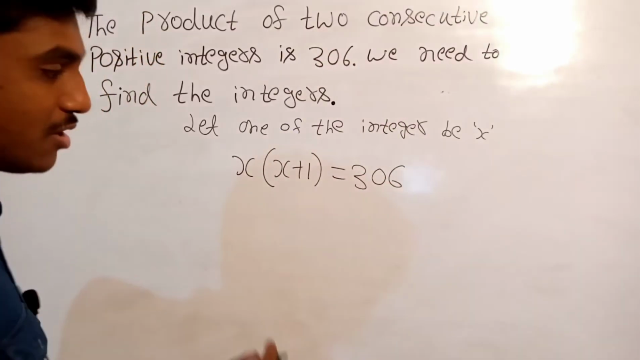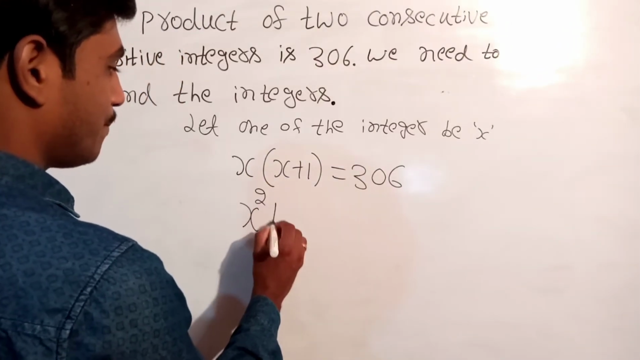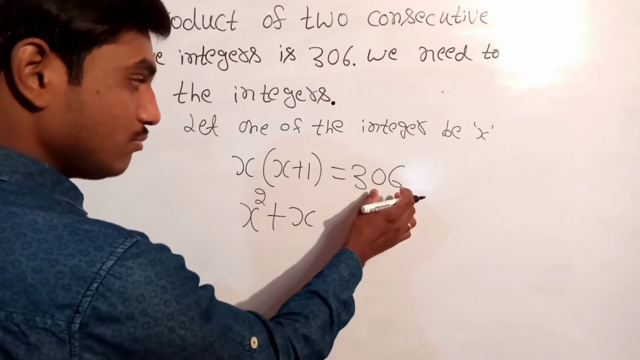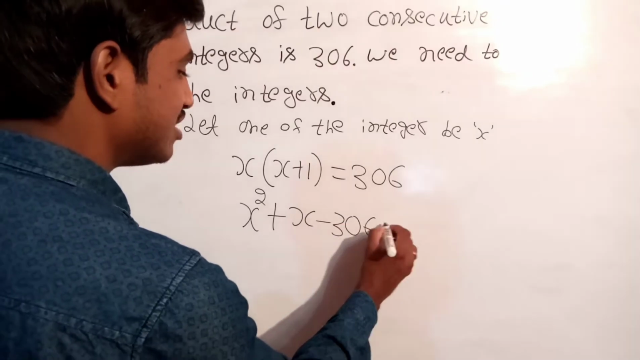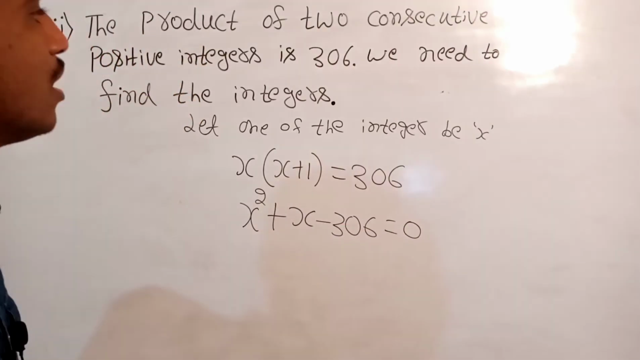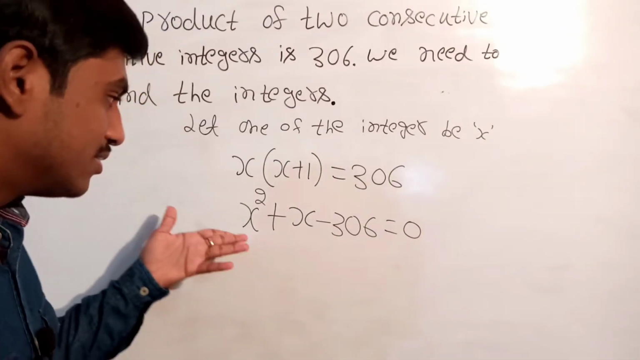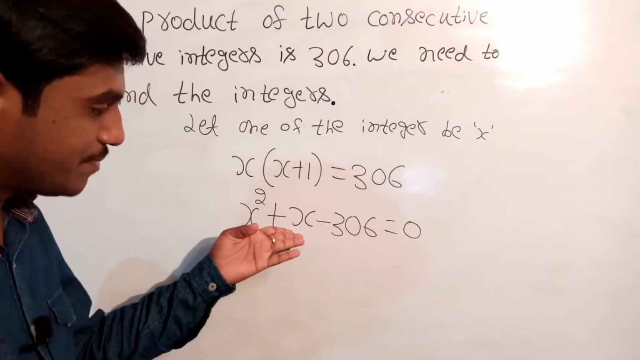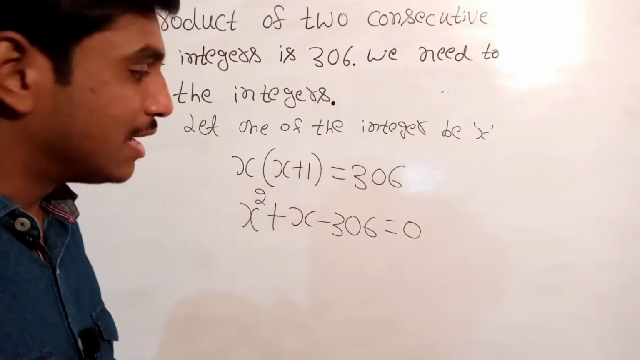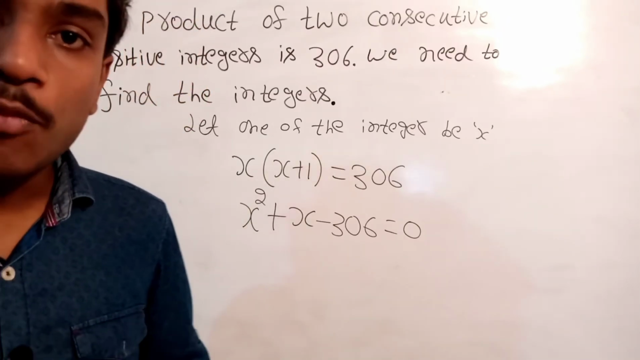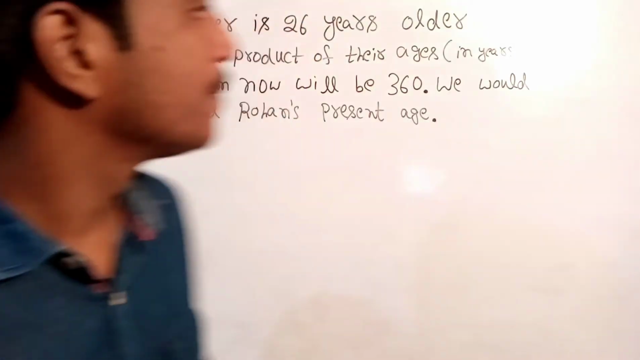Now if we expand, this is monomial into binomial multiplication. X square plus x into 1 is x. Here 306, if we shift to LHS, minus 306, which is equal to 0. So this is how we represent in the form of a quadratic equation. This is in the form of a quadratic equation, ax square plus bx plus c, which is equal to 0. The value of a is 1, the value of b is 1, the value of c is minus 306. This is about second sub question. Now let's discuss third sub question.